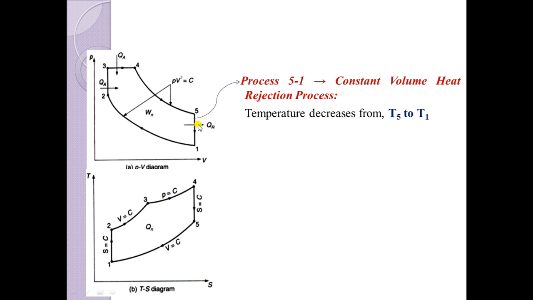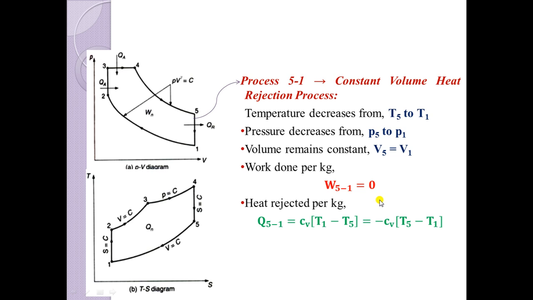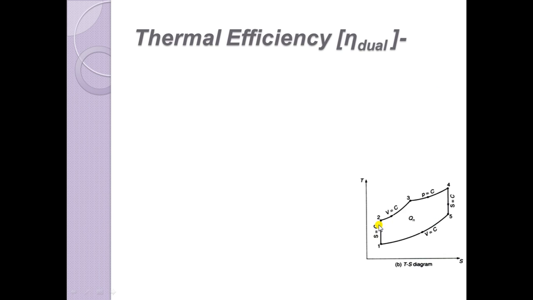And the last process is 5 to 1, which is the constant volume heat rejection process. Temperature decreases from T5 to T1 because of heat rejection. Pressure also decreases from P5 to P1, and volume remains constant because it's a constant volume process. Work done for a constant volume process will be 0. Heat addition or rejection in this case is given by Q51, which is equal to Cv into (T1 minus T5). By interchanging the temperature terms, we will get minus Cv into (T5 minus T1). The negative sign represents heat rejection in this case.